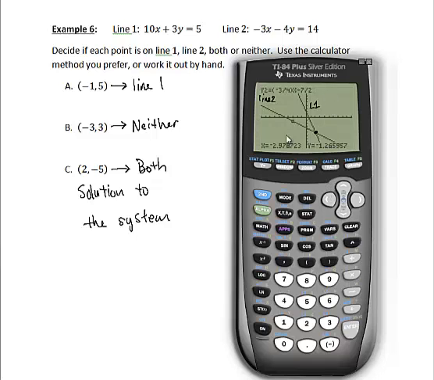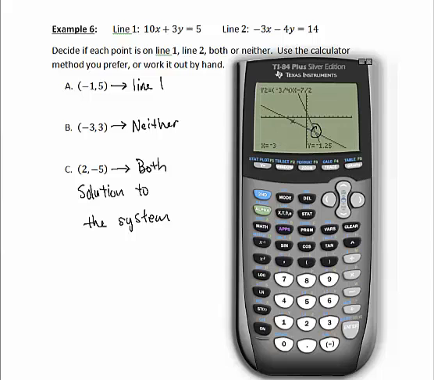Now, in the trace mode, we can check the second line for this ordered pair -3, 3. So we're in trace. We go ahead and type in -3, and you can see that x equals -3 pops up on the screen. We hit enter again, and we get the y value -1.25, which does not match the y value we were given with the ordered pair. So we've simply just confirmed that this ordered pair is not on either line. Now, we know that this is our solution.